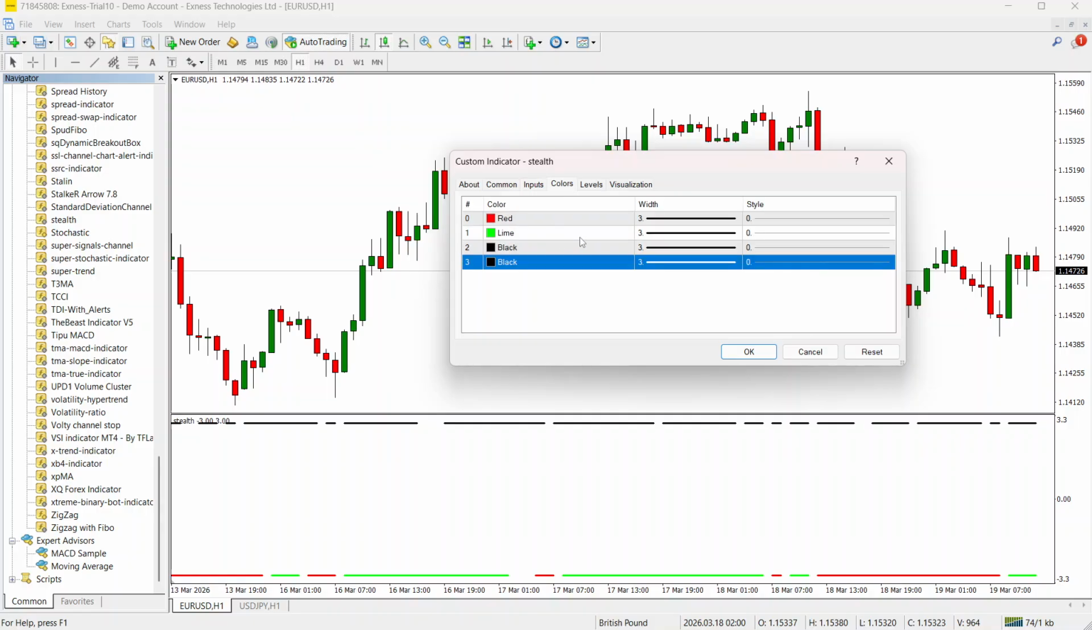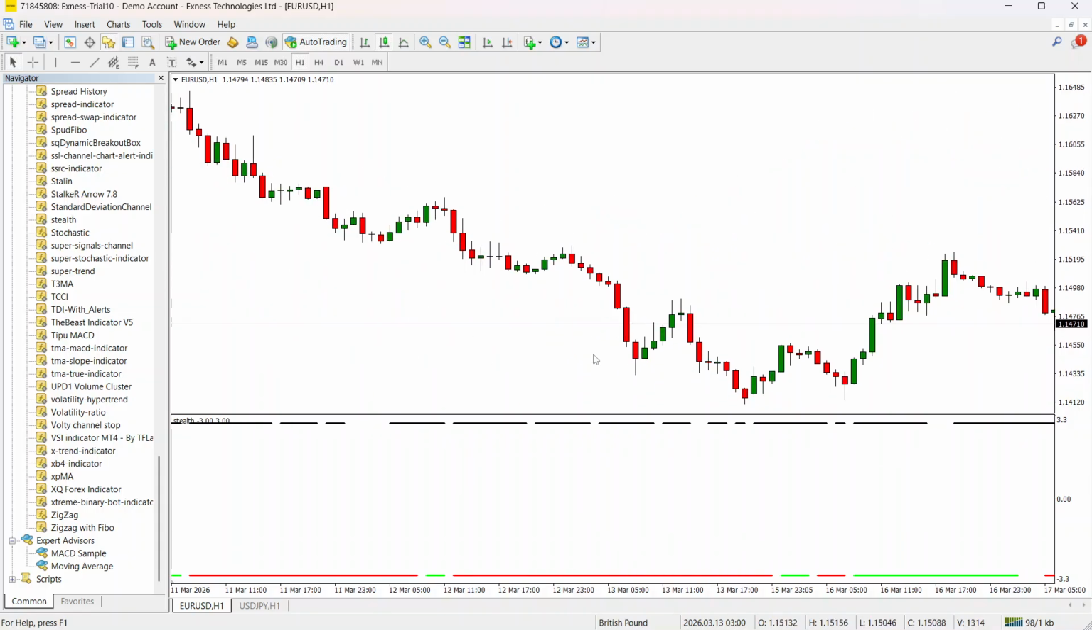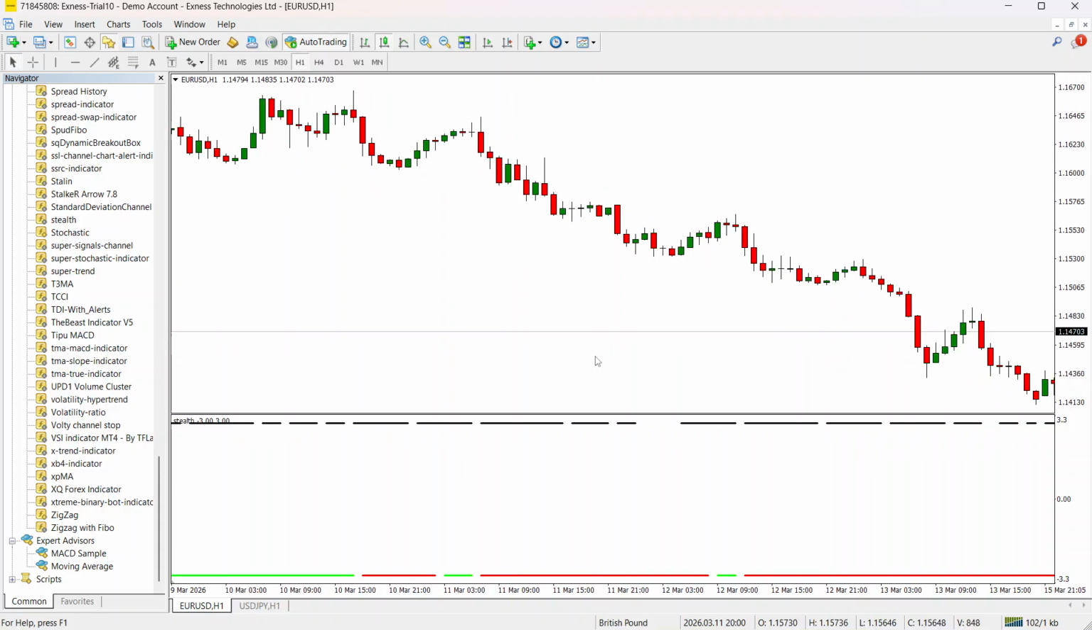These visual options let you customize colors and line styles, so the stealth trend state stands out clearly without cluttering the chart. And who is it for? The stealth indicator is suitable for traders who want a cleaner trend and momentum filter that minimizes chart noise, including intraday and swing traders who prefer a more subtle view rather than many overlapping indicators.